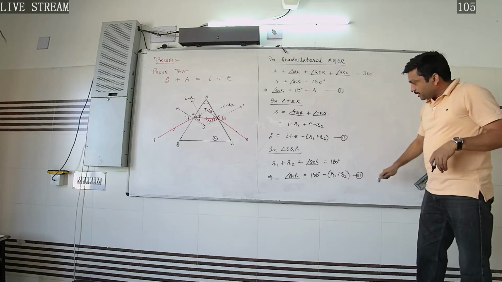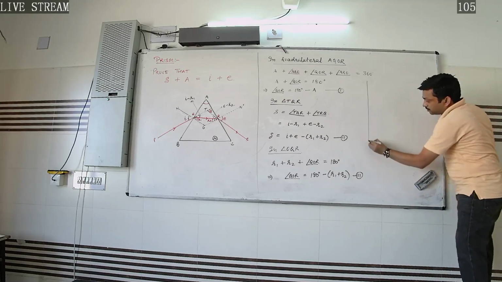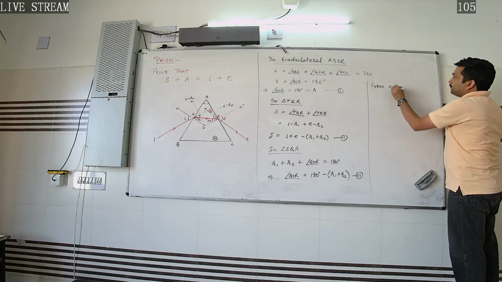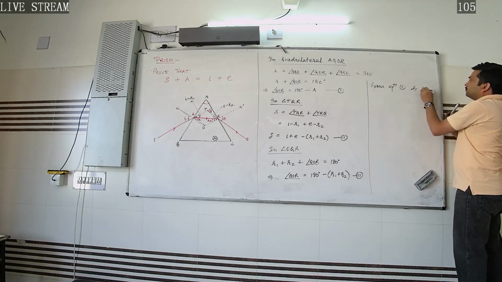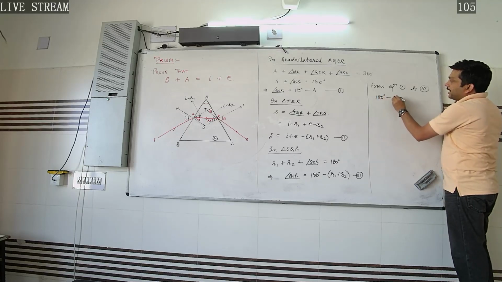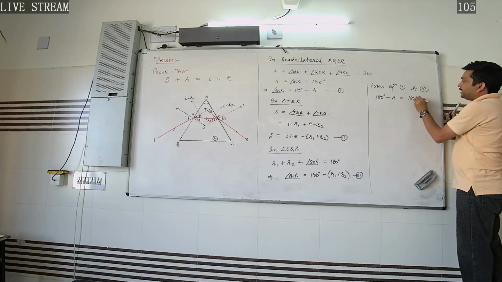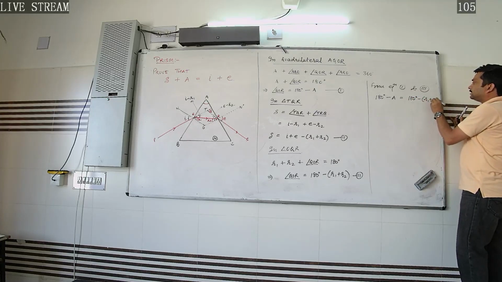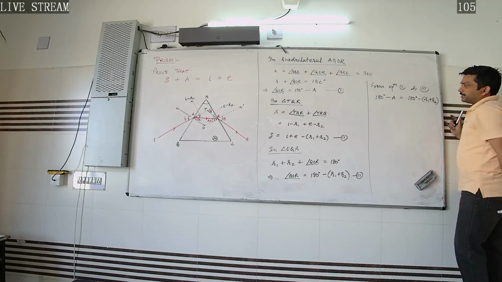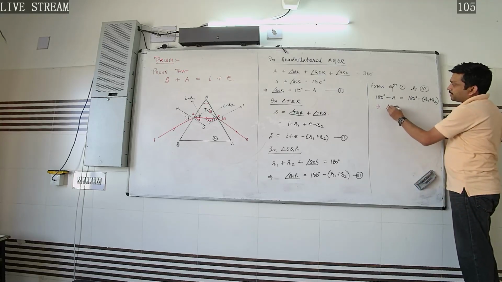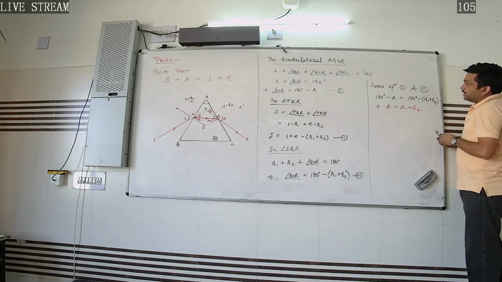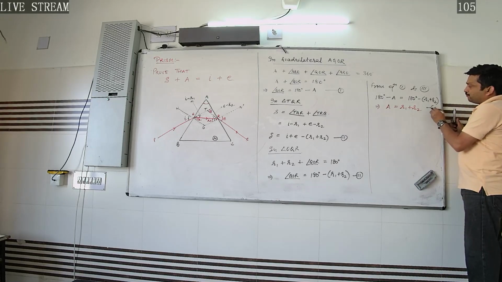Now, from equation 1 and 3, what do we conclude? 180 degrees minus A is equal to 180 degrees minus R1 plus R2. Okay, so in the next step, this 180 degrees will get cancelled out, which implies A is equal to R1 plus R2. Let this be equation number 4.